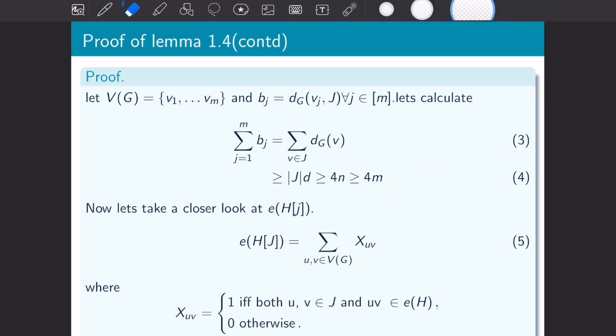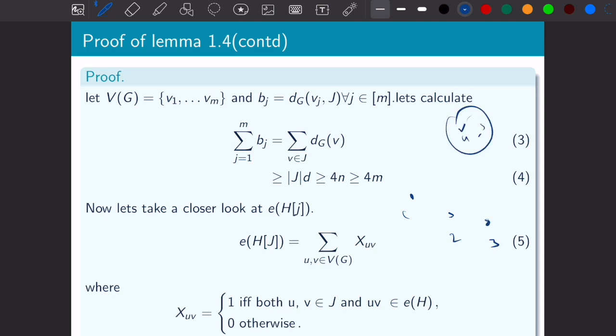So let's take an example. Suppose we have 1, 2, 3, and we have 4, 5. Now when we calculate b_1, we'll be calculating these two, when we calculate b_2, we'll be calculating these two, and when we calculate b_3, we'll be calculating these. So from this perspective of all vertices, these are the edges which will be contributing towards the b_j. Now, from the perspective of 4, all its neighbors, which are 1, 2, 3, outside of J, are being calculated.